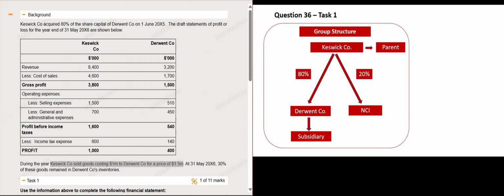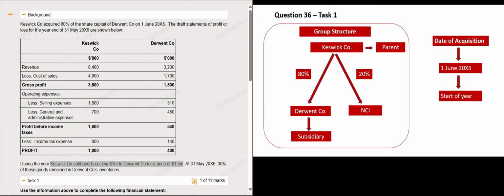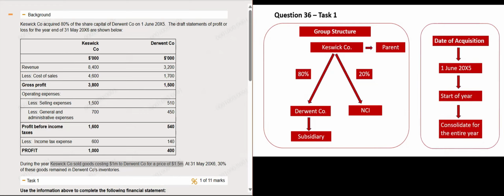In such a situation, when we have a group, we will need to prepare consolidated financial statements. It is also important to consider the date of acquisition of the subsidiary company, which in our case is 1st of June 2005. That is the start of the year. This essentially means that we will be consolidating the subsidiary company for the entire year. Had it been a mid-year acquisition, then only the post-acquisition results would have been considered for the purposes of consolidation.